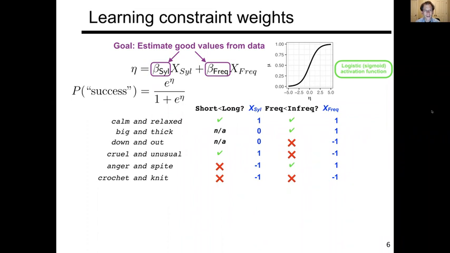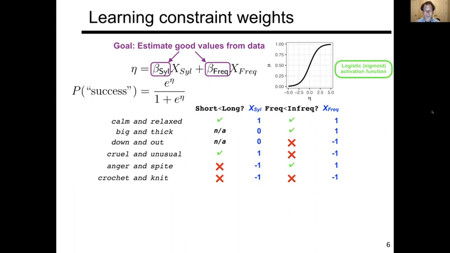That is the strength or the weight of the short before long constraint and the strength or the weight of the frequent before infrequent constraint. And we're going to do that from data. In order to do that, I want to remind you that we need two things. We need data and a method of fitting.